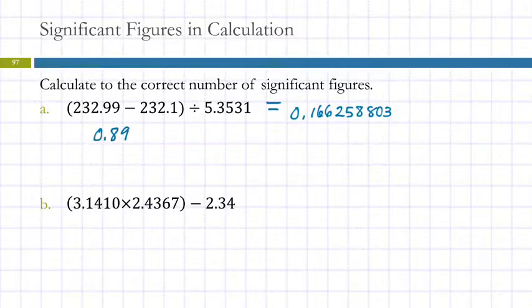Any questions so far? So what we need to do is look at the subtraction separately from the division because the rules are different. In subtracting, we're looking at the fewest number of decimal places. So this number has 2 decimal places. This number only has 1 decimal place. So the result of the subtraction has 1 decimal place. So I'm going to underline the first decimal place. That's the last significant figure.